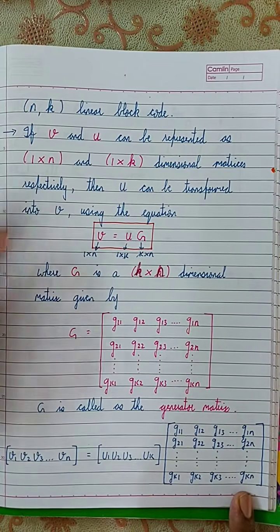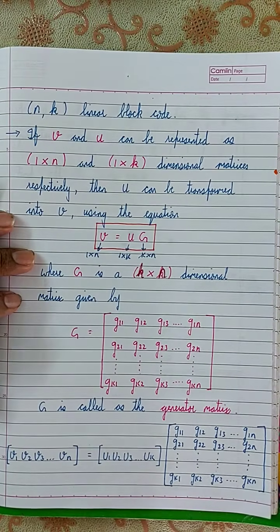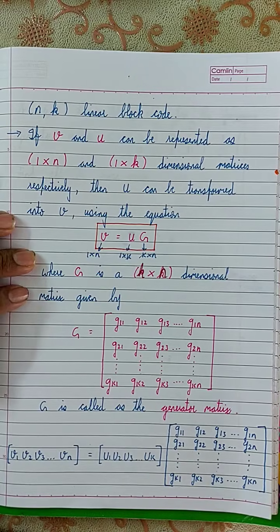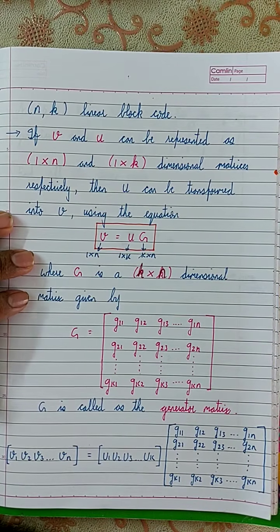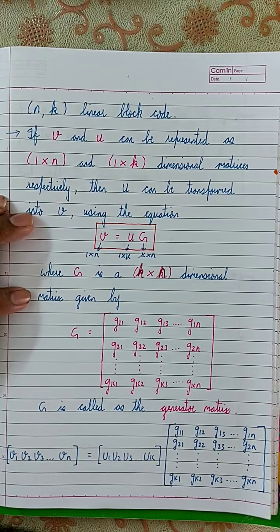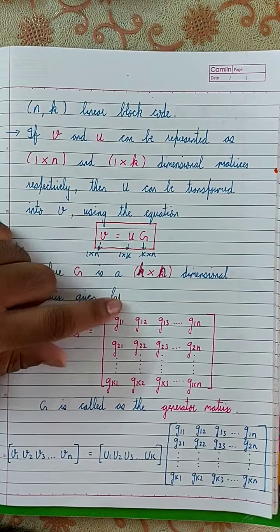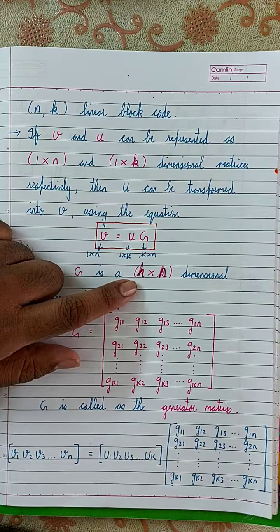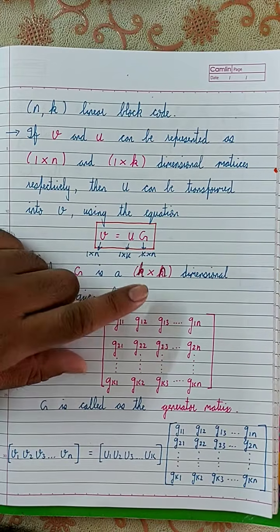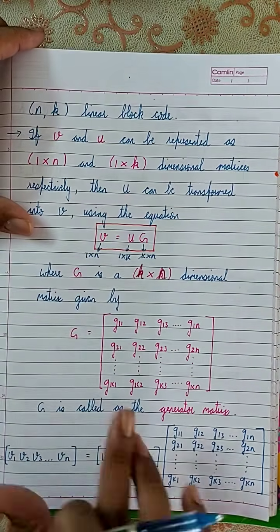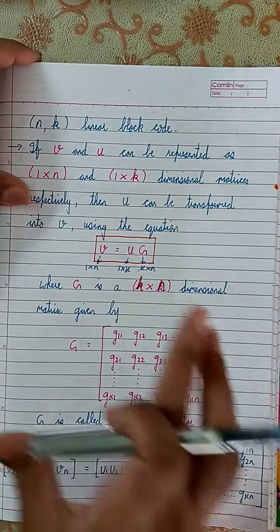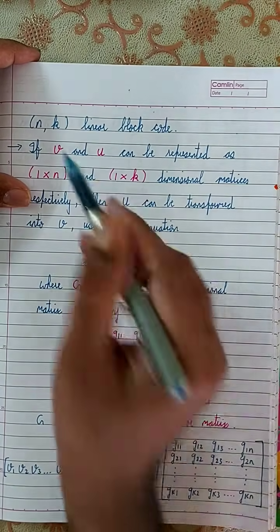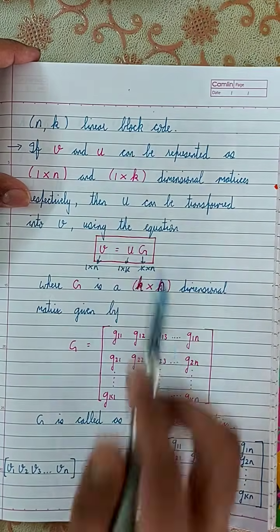This is how we transform the input message bits into an output code word, where the input message has k bits and the output code word has n bits. This is how the transformation takes place. This entire process is what you call the (n,k) linear block code.